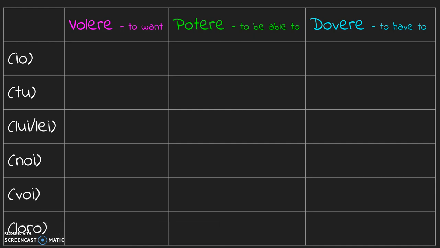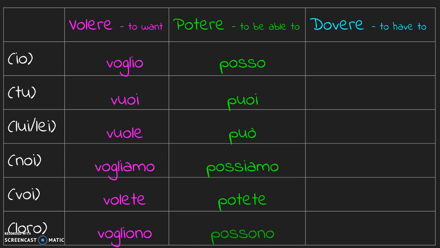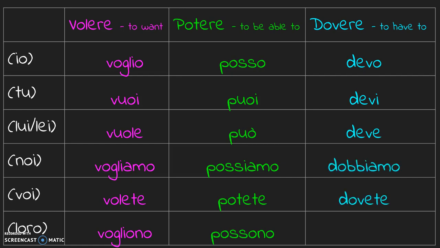Volere becomes io voglio, tu vuoi, lui lei vuole, noi vogliamo, voi volete, loro vogliono. Potere: io posso, tu puoi, lui lei può, noi possiamo, voi potete, loro possono. And dovere: io devo, tu devi, lui lei deve, noi dobbiamo, voi dovete, loro devono.